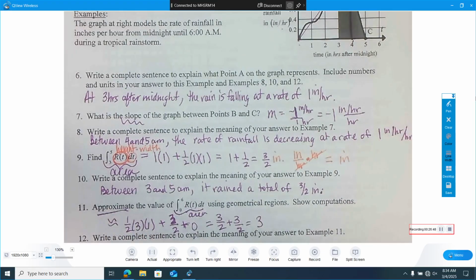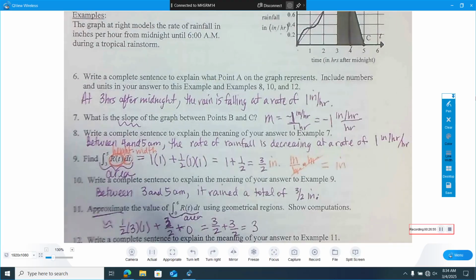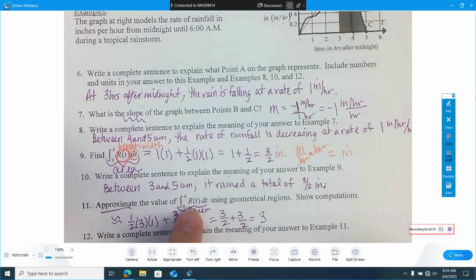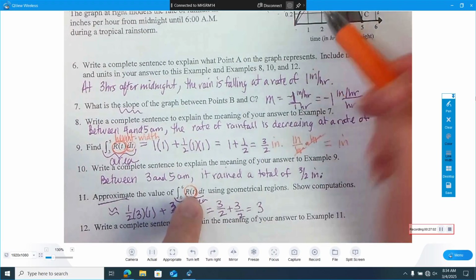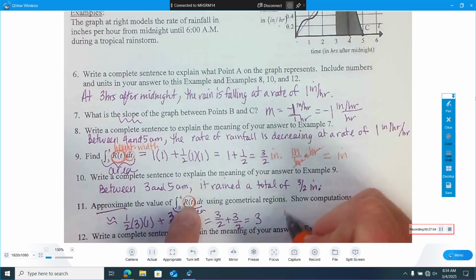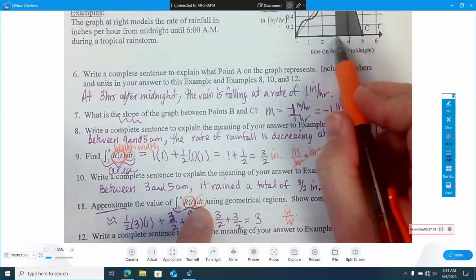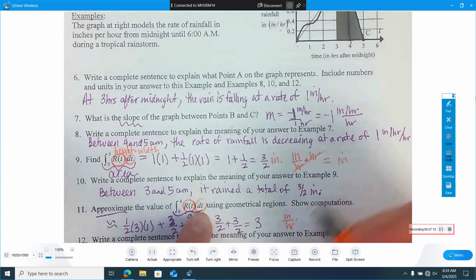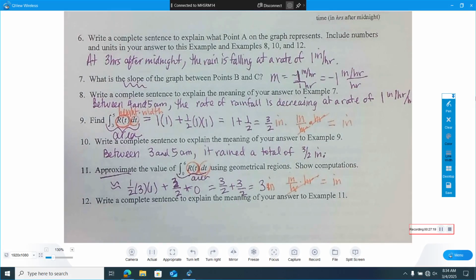And again, if I'm thinking about my integral, this is area under the curve. If I'm thinking about units, what are the units of my height function here? Inches per hour. And my width units is time, so hours again. And once again, this would be 3 inches. So what does that mean? Write a complete sentence to explain the meaning.